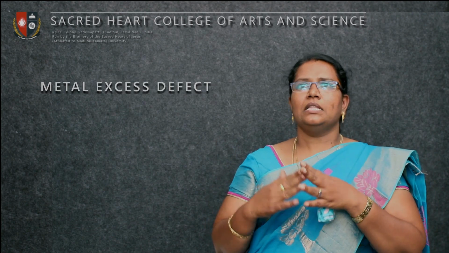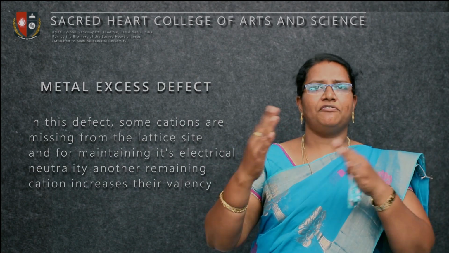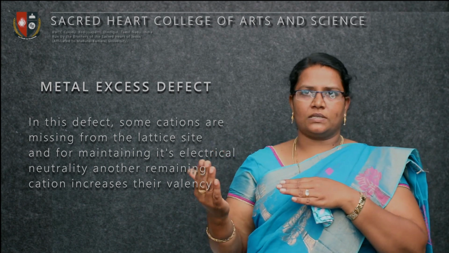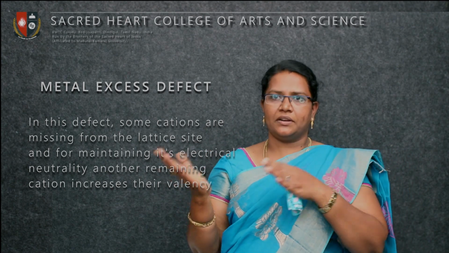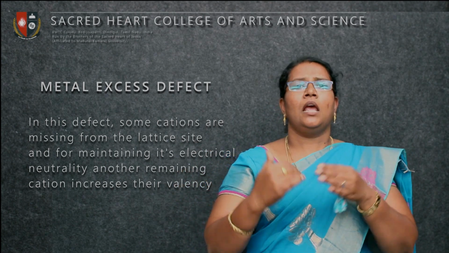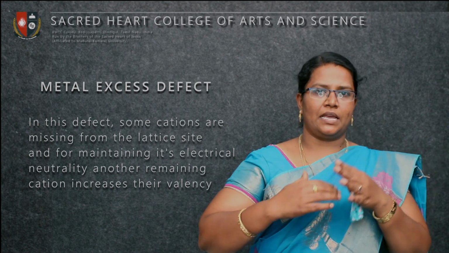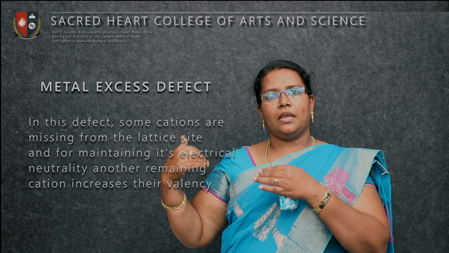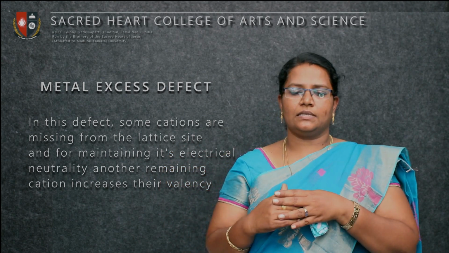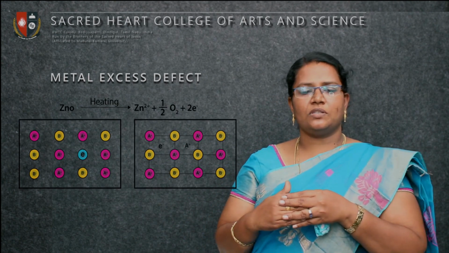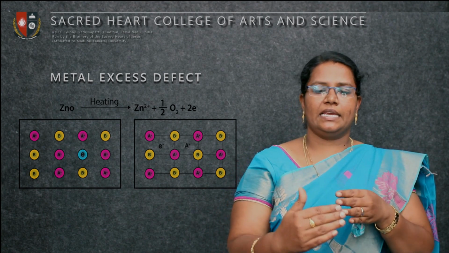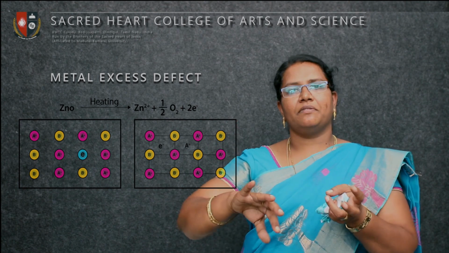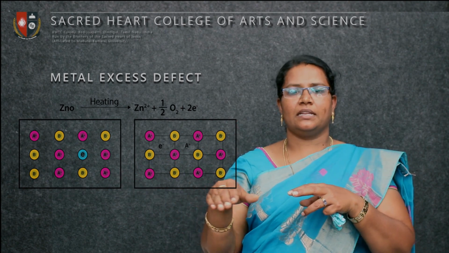Metal excess defect. This defect arises from an excess of metal ion in the crystal lattice. For example, under heating of zinc oxide, oxygen is lost, and reversibly it is maintained by adding one more Zn2+ ion. So neutrality is maintained all over the crystal lattice. This picture shows metal excess defect. Here one cation occupies an interstitial position and it is balanced by the movement of electrons inside the crystal lattice.